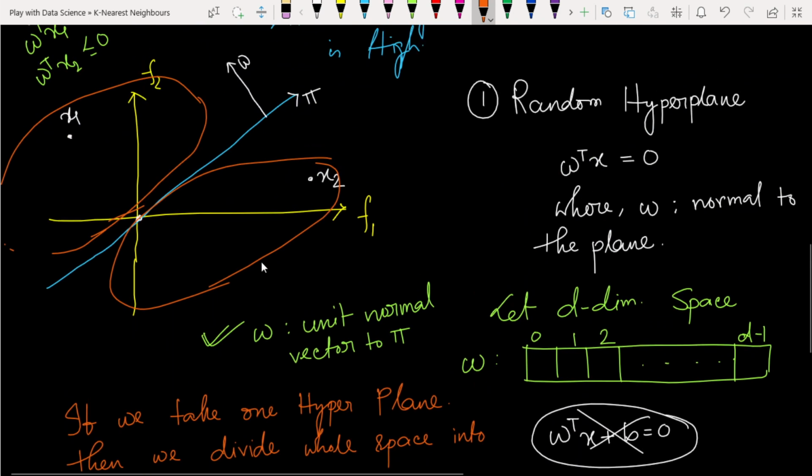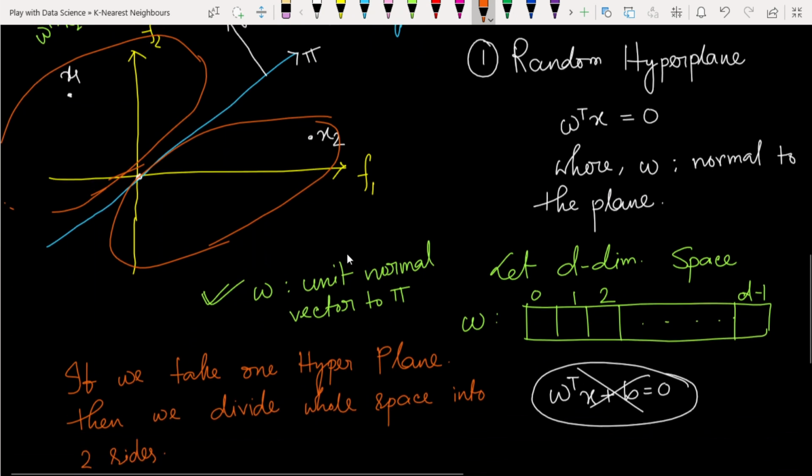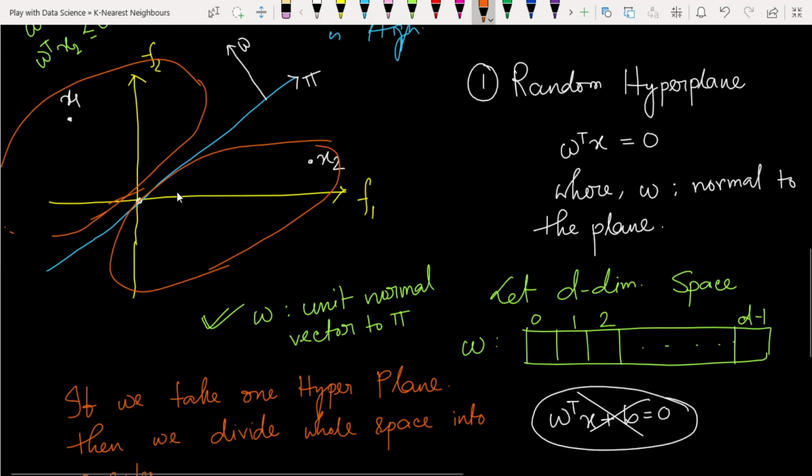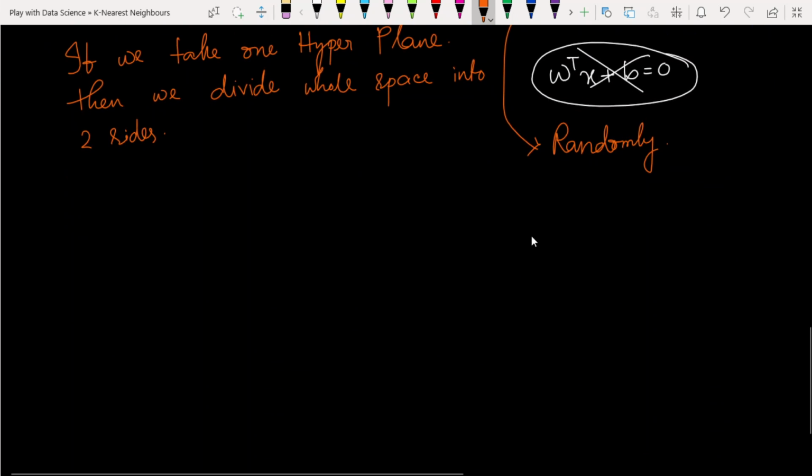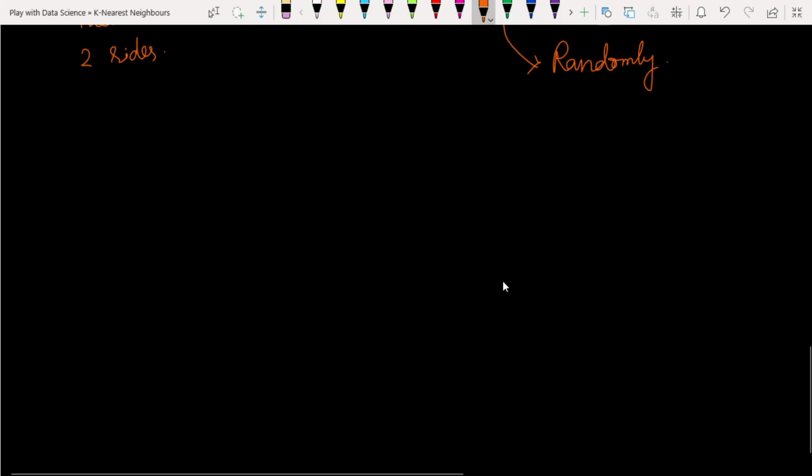Okay, now let's see. The main thing is how we will draw this kind of hyperplane. We just have to choose such a vector w randomly. Now, how to choose it randomly? I think you already know the Python language. In Python, in the NumPy library, you can easily generate a d-dimensional vector.